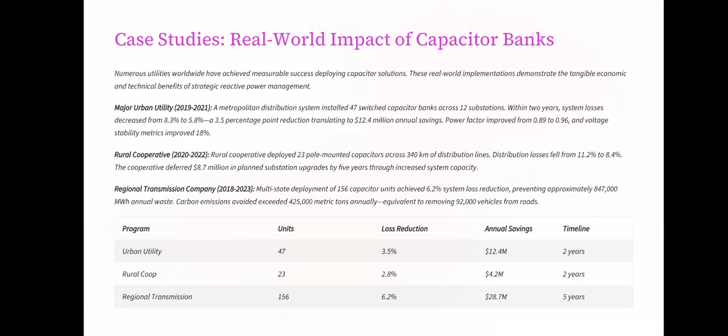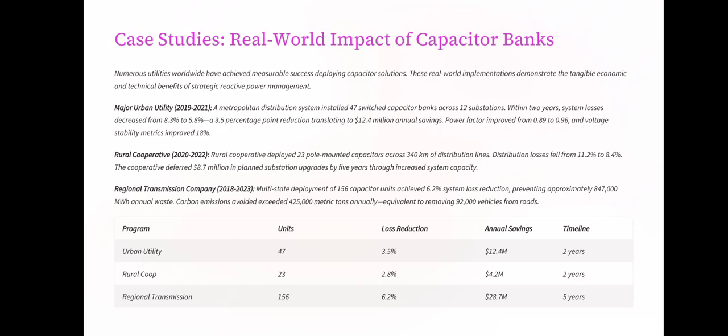Case study: real world impact of capacitor banks. Numerous utilities worldwide have achieved measurable success deploying capacitor solutions. These real world implementations demonstrate the tangible economic and technical benefits of strategic reactive power management.